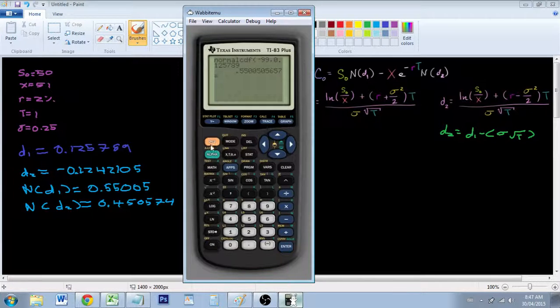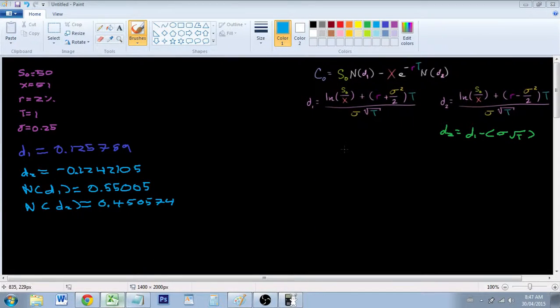To calculate N(d2), it's the same thing. Negative 0.1242105, and so on. Another way to do it is to use Excel.